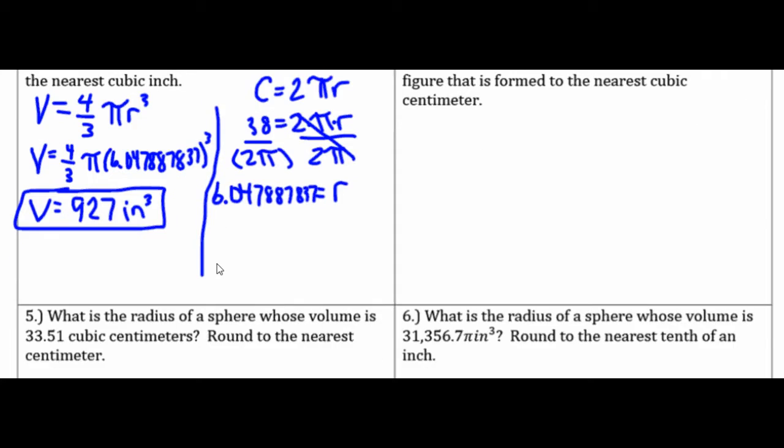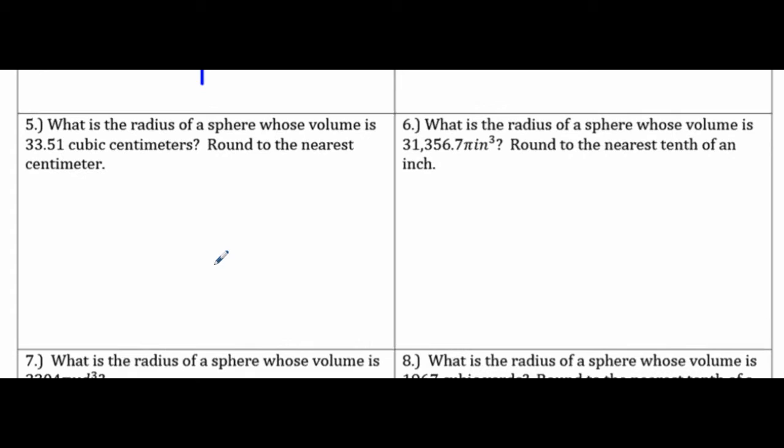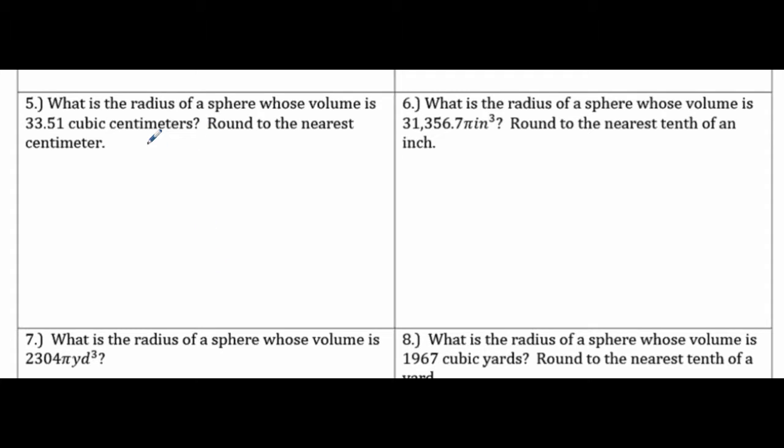All right, let's go to number 5. We have to do some problems where you work backwards. These are pretty important here. What is the radius of a sphere whose volume is 33.51 cubic centimeters, round to the nearest centimeter? All right, well, everything's in centimeters. We're fine. It gives us the volume, which is the V. So I'm putting 33.51 under the V. We'll copy everything else down.